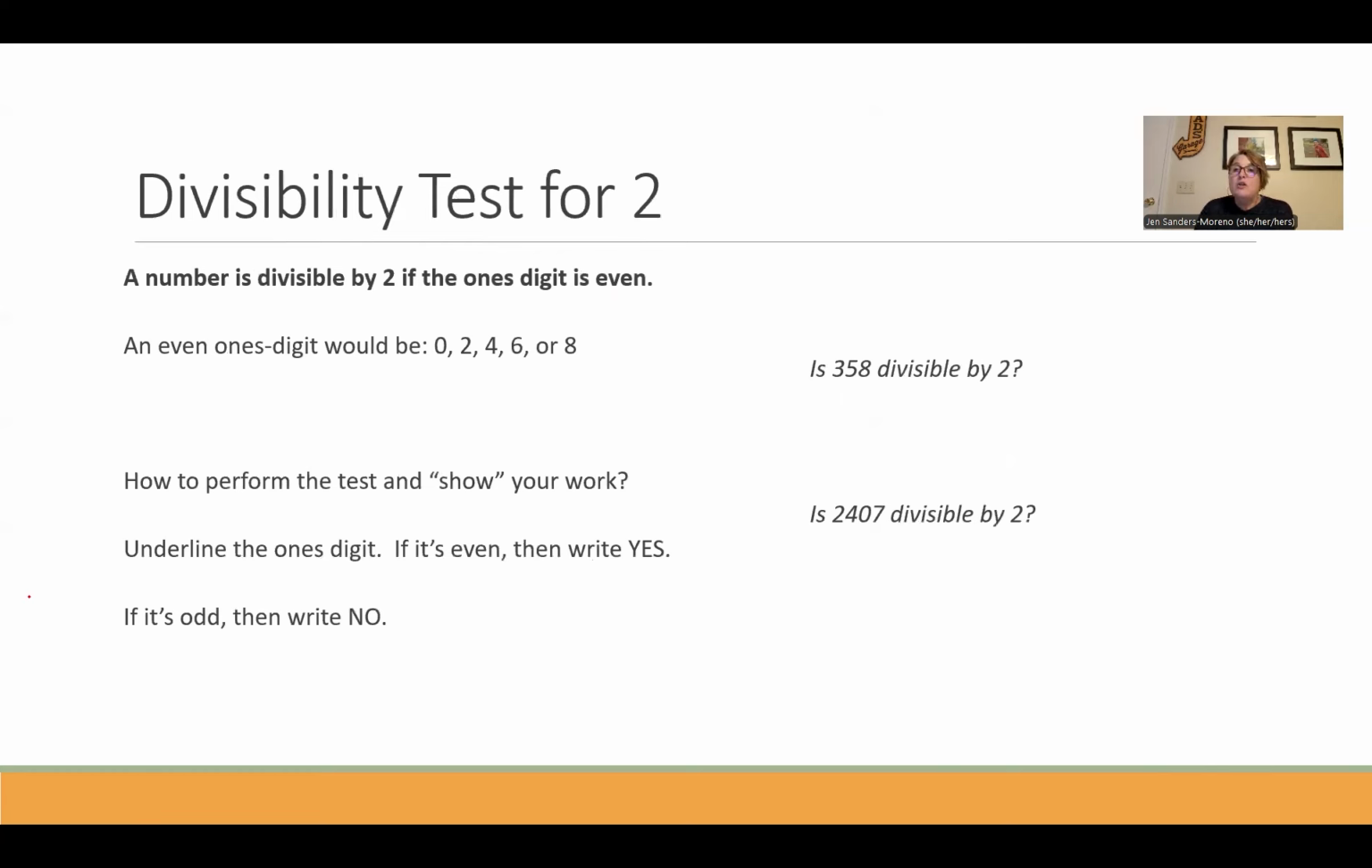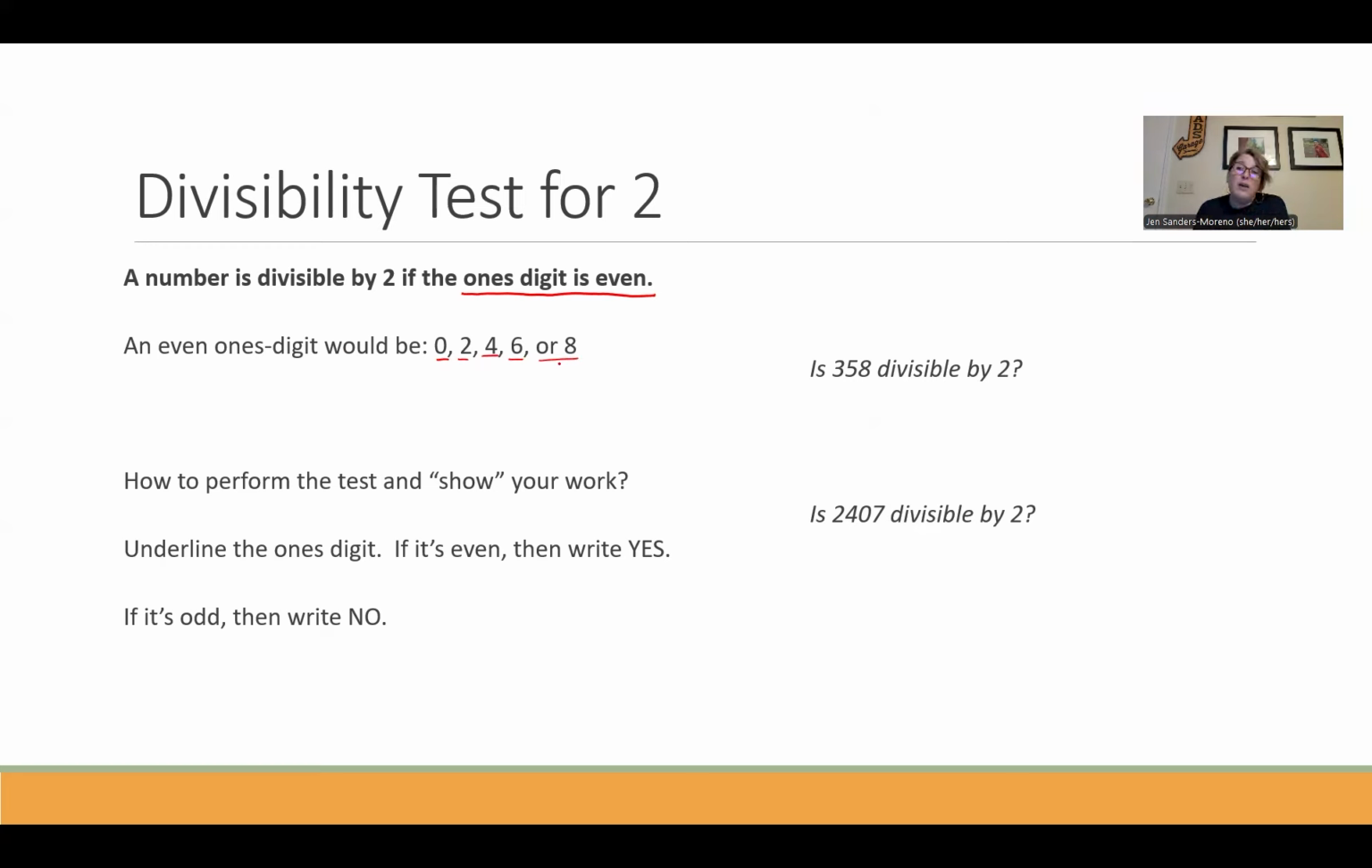Okay. So a number is divisible by 2 if the ones digit is even. Technically, it could also be 0. Zero's not technically even, but we're going to throw it on the list. So if the ones digit is a 0, 2, 4, 6, or 8, then we know it's divisible by 2.